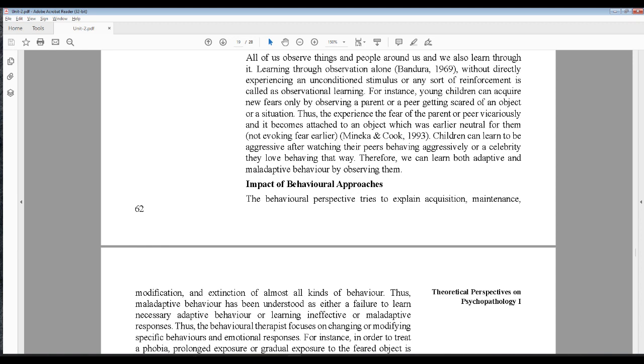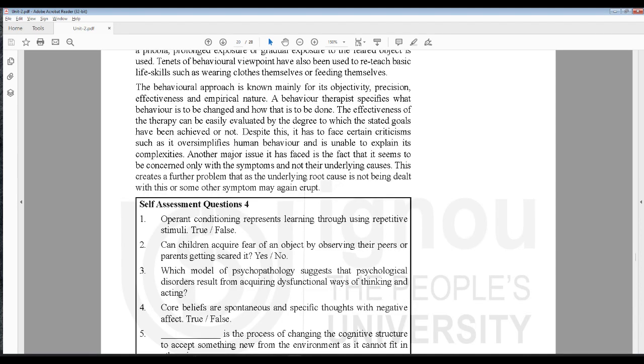Impact of behavioral approaches. The behavioral perspective tries to explain acquisition, maintenance, modification, and extinction of almost all kinds of behavior. Thus, maladaptive behavior has been understood as either a failure to learn necessary adaptive behavior or learning ineffective or maladaptive responses. Thus, the behavioral therapist focuses on changing or modifying specific behaviors and emotional responses. For instance, in order to treat a phobia, prolonged exposure or gradual exposure to the feared object is used. Tenets of the behavioral viewpoint have also been used to reteach basic life skills such as wearing clothes themselves or feeding themselves.